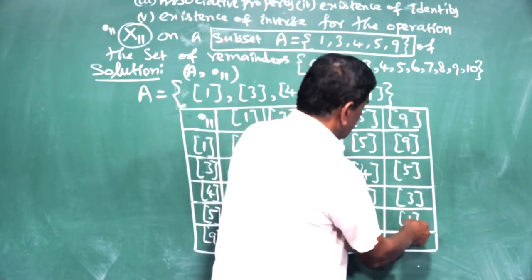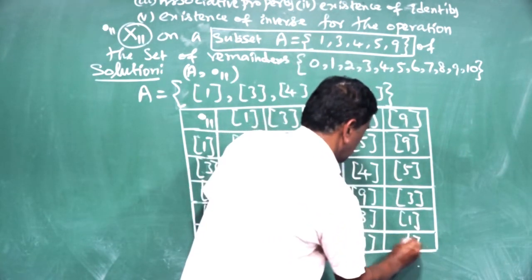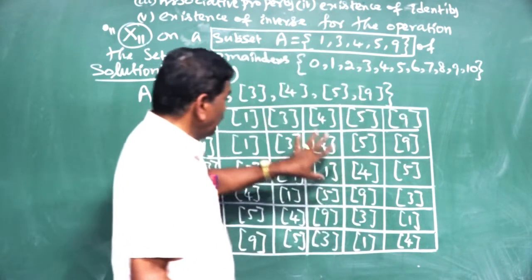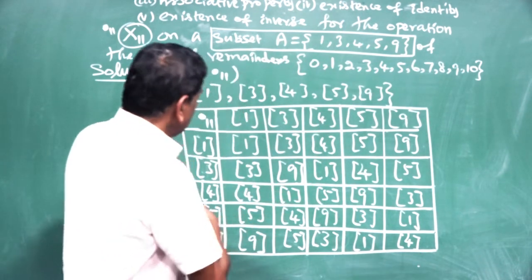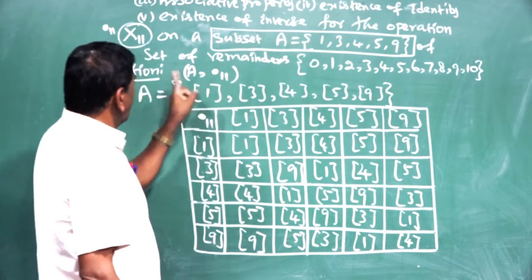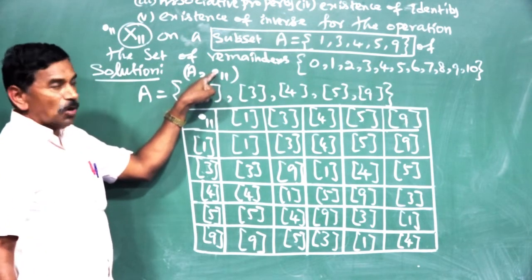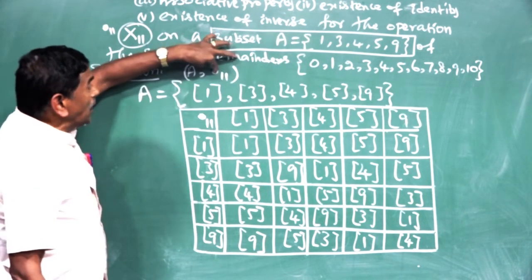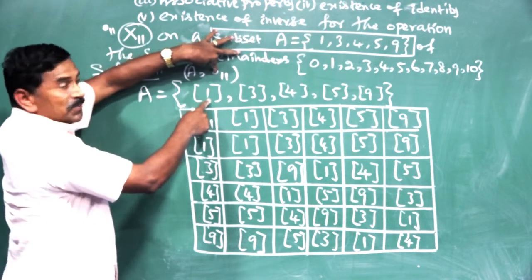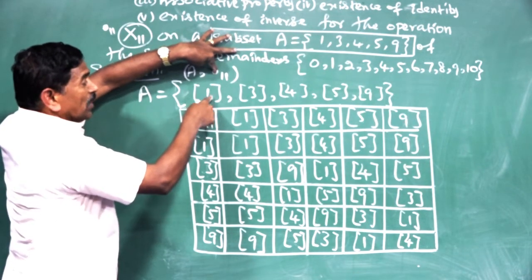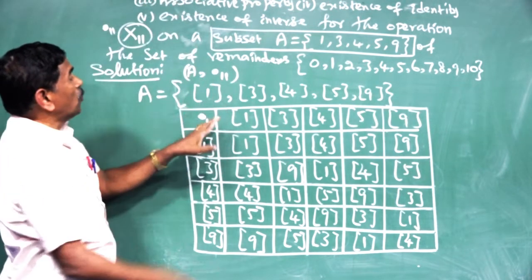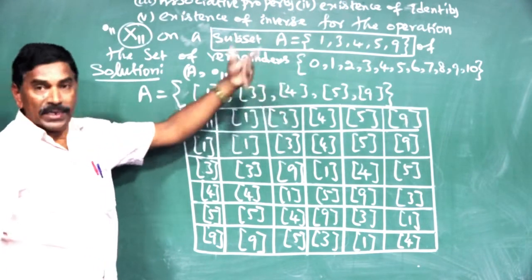Here, the absent is, I think 4 is absent. Okay, now listen to the technique. Here, multiplication is an operation. So, multiplicative identity is 1. Multiplicative identity is 1. 1 belongs to A. Therefore, identity axiom is proved.